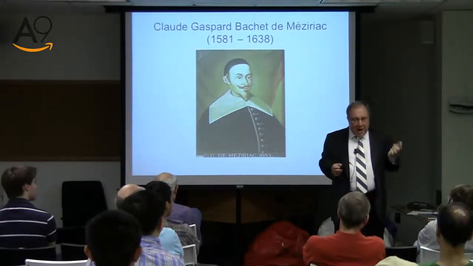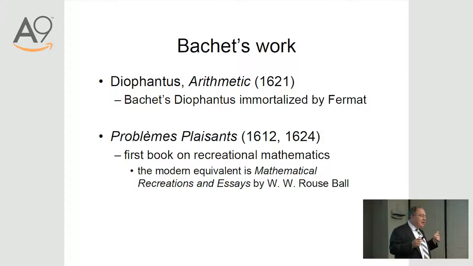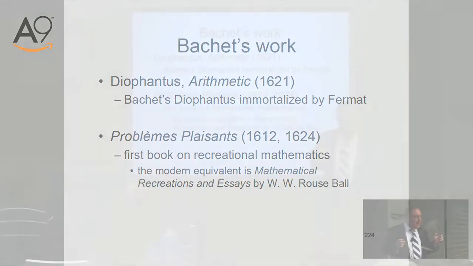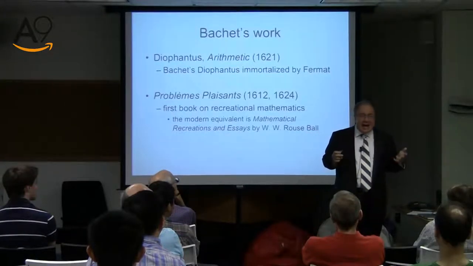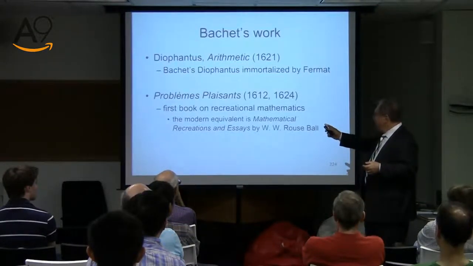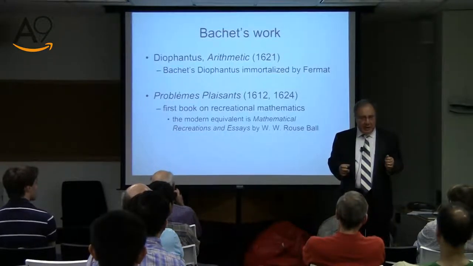It all was invented by Bachet. He wrote a remarkable book of mathematical amusements, pleasant problems, which sort of starts this thing, and sadly enough, it's not translated into English. But there is a compensating thing. There is a relatively modern book, late 19th century, which is a moral equivalent of Bachet's book, which I highly, highly recommend. It's called Mathematical Recreations and Essays by Rouse Ball, right?